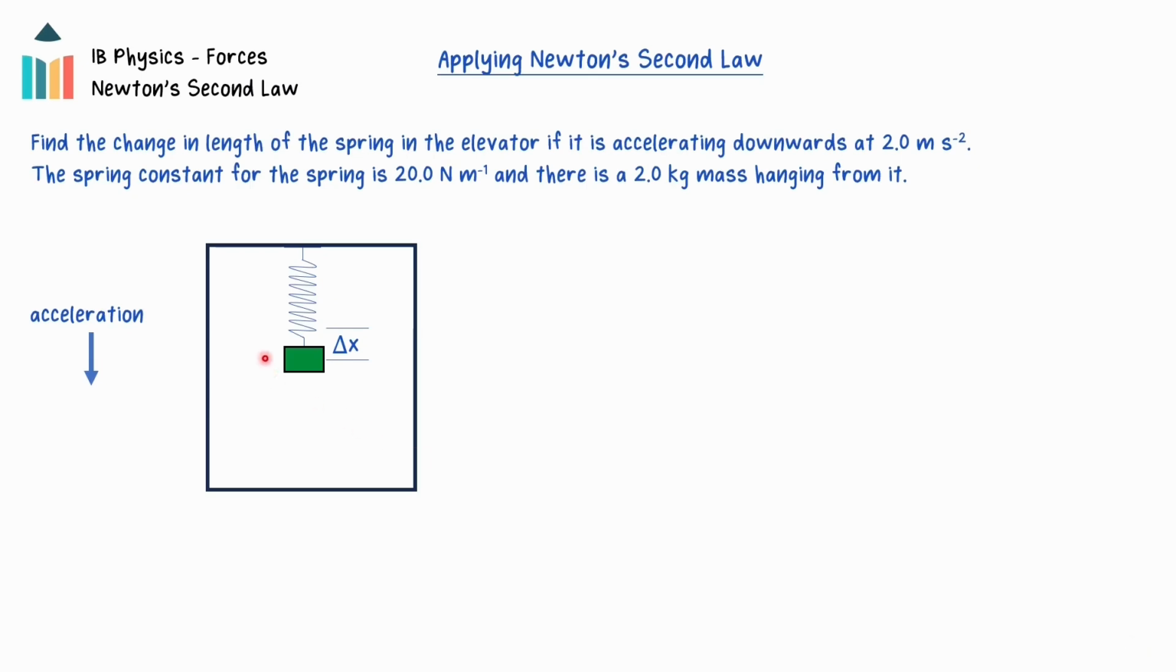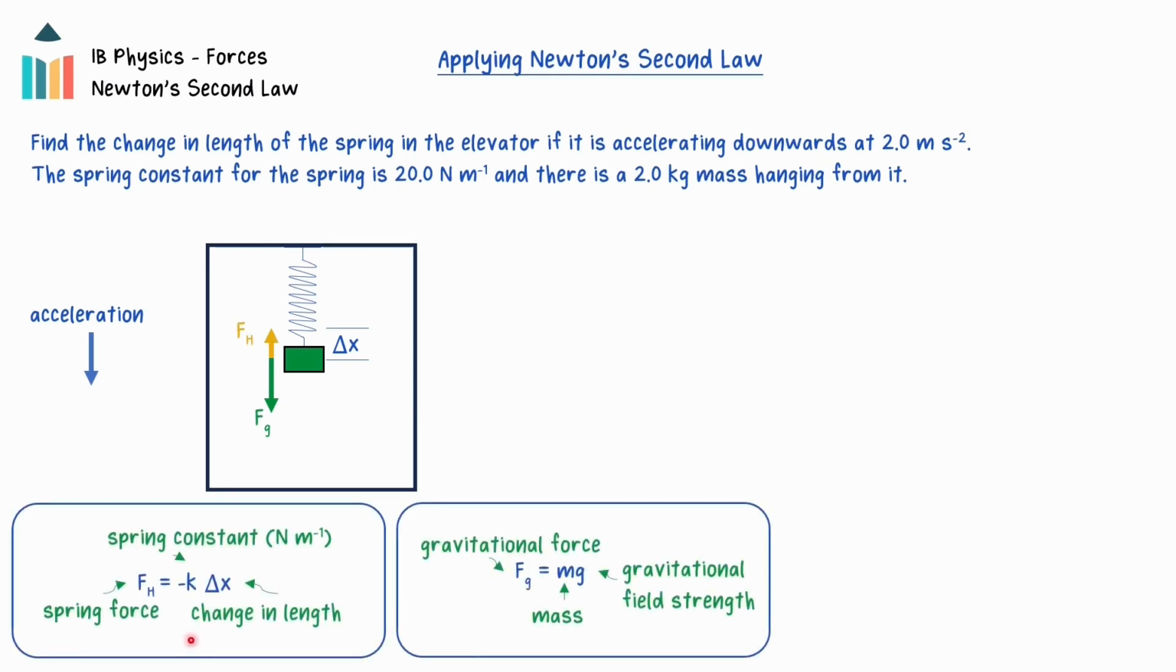If there's a 2-kilogram block on a spring with a 20 Newton per meter spring constant attached to the ceiling of the elevator, and the elevator is accelerating downwards at 2 meters per second squared, find the change in length of the spring from its equilibrium position. A free body diagram for the block would show the force of gravity acting down, and the spring would provide an upwards force, which according to Hooke's law would be equal in magnitude to the spring constant times the change in length of spring. The gravitational force is equal to the mass times the gravitational field strength.